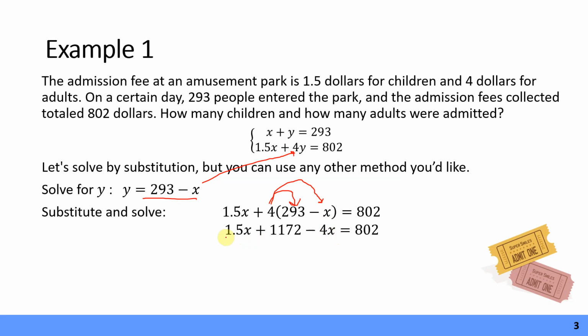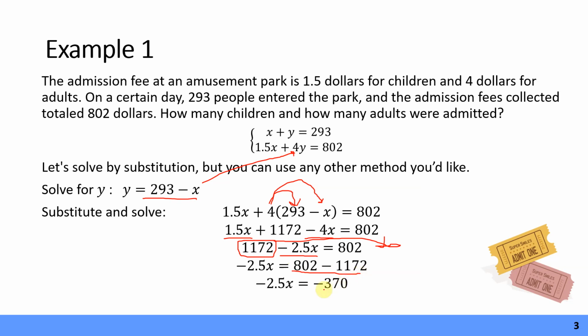Now we combine like terms. 1.5x minus 4x, I put that in my calculator if I'm not sure, and it gives me negative 2.5x. Now this one doesn't have an x, so I'm going to throw the 1,172 to the other side, and it becomes a negative 1,172. The negative 2.5x obviously stays on that side. In my calculator, I put 802 minus the 1,172, and I get negative 370. And again, don't freak out.